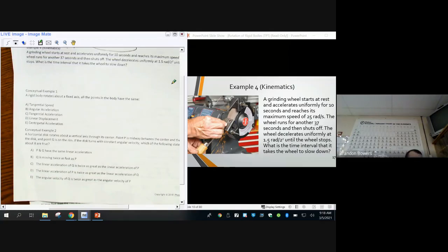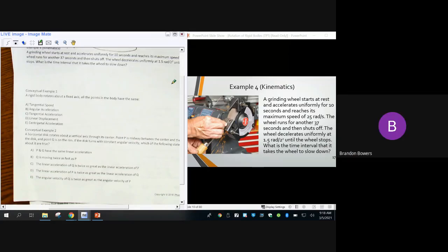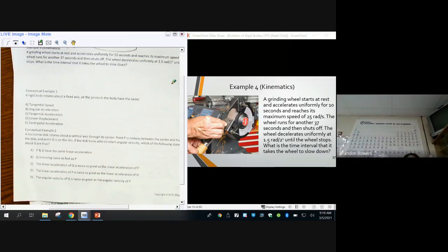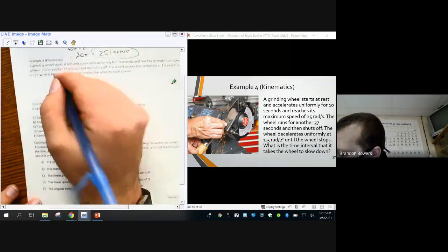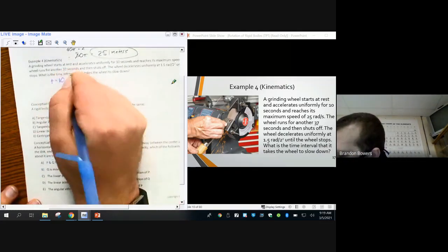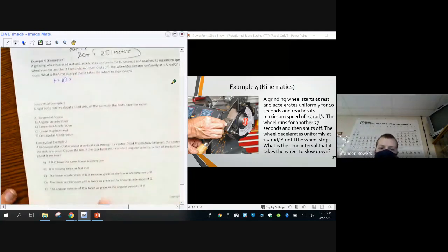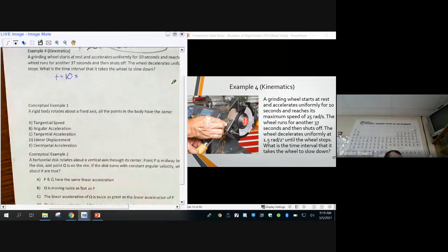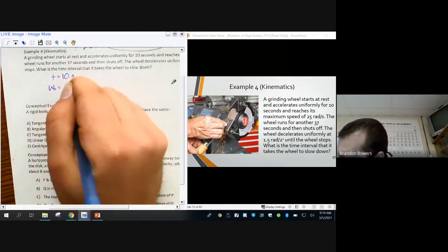Okay, so we have two things we got to look at. What all information do we know? We know time. A grinding wheel starts at rest and accelerates uniformly. So we know its acceleration, and its start. We know the initial acceleration times 10 seconds. Let's write that. What else do we know? We know the initial omega. Initial omega is 0.